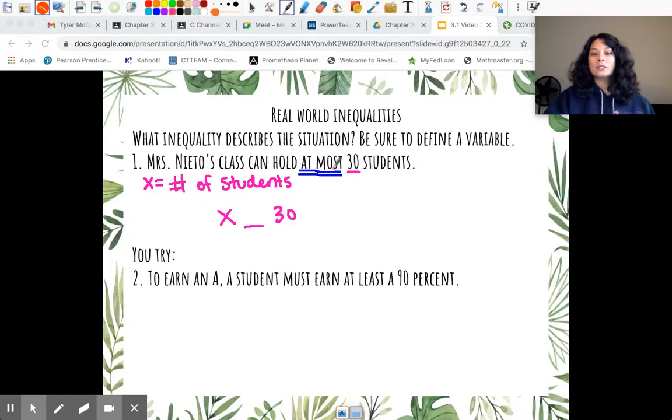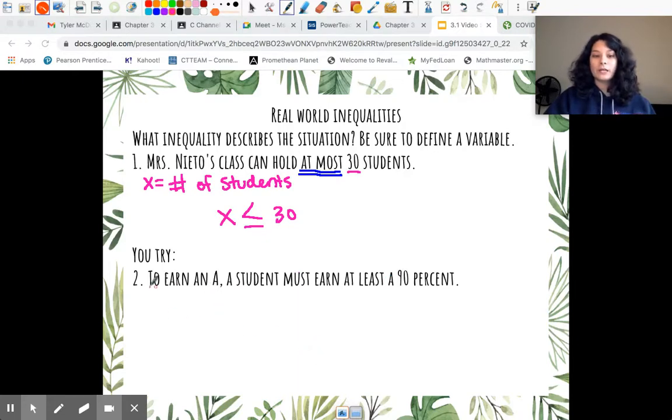Well, if her class can hold at most 30 students, can her roster exceed 30? Can she have 31 students? And the answer, of course, is no. This is the maximum number of students that she can have in her class. So it can be equal to 30. It can be less than 30. X can be less than 30, but it cannot be greater than. So here is my final answer for number 1. I've defined a variable and I've written an inequality. Here's one for you to try. I'm going to encourage you to pause the video here, and then when you unpause, I'll just walk you through.